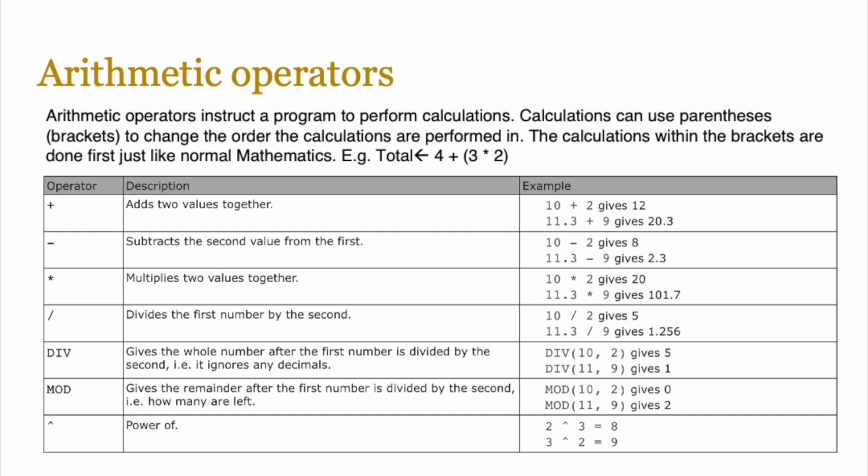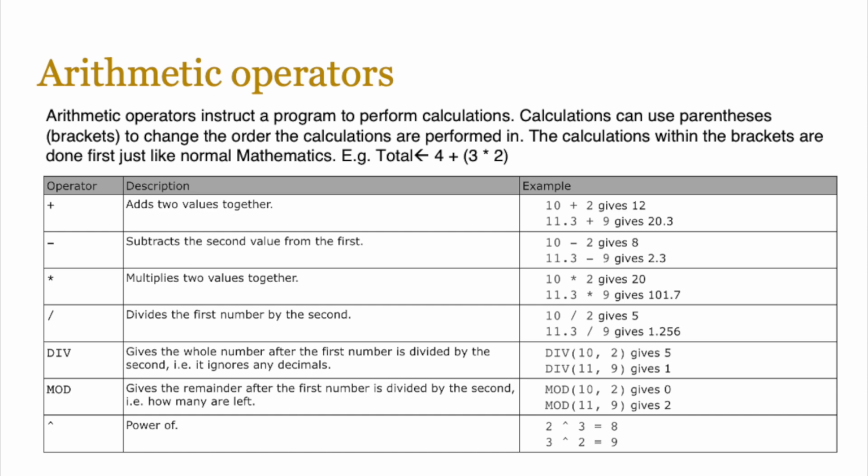Now, we don't need to just use numbers. We can also use other variable names. So you can have number 1 plus brackets number 2 times number 3 and brackets. That could also work. The common operators are plus for addition, minus for subtraction, star for multiplication, slash for division. In addition to these basic operators, we also have div, mod, and the hat symbol.